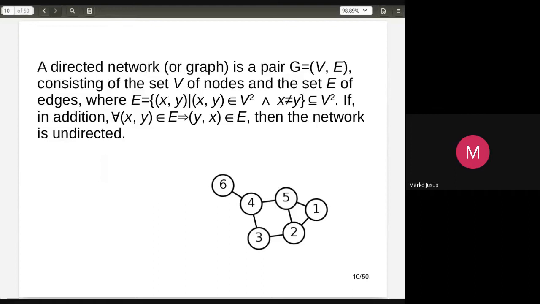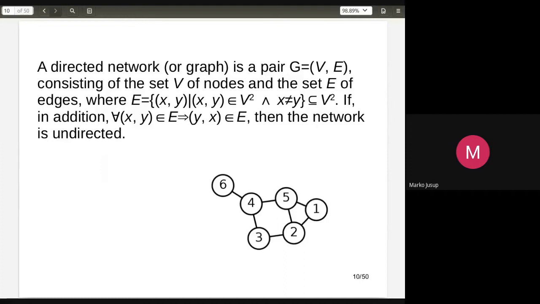In mathematical language, we say this is a pair of two sets. One set is a set of nodes or vertices, and the other is a set of edges or links. And the links basically connect two nodes. So this is what this mathematical statement here is saying.